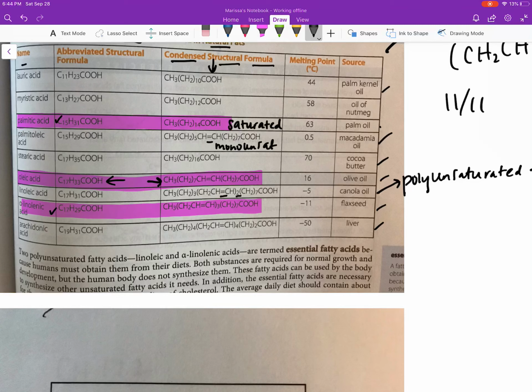Looking at the next one, I see that I have one double bond here at the very center. There's no parentheses around this group, which tells me I only have one. And this would be a monounsaturated fat. I look at the last one, I see that I have a double bond here, but there's a 3 on the outside of the parentheses, which means I actually have 3 of everything in that group, which includes the double bond. So that would make this a polyunsaturated fat.